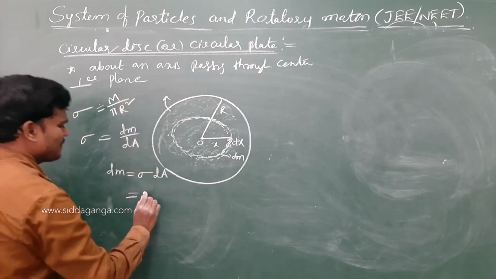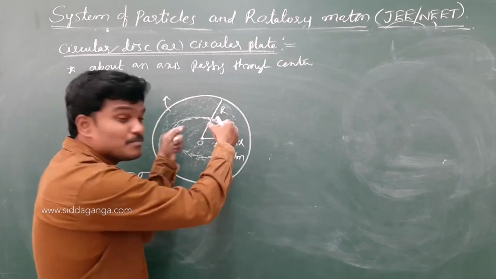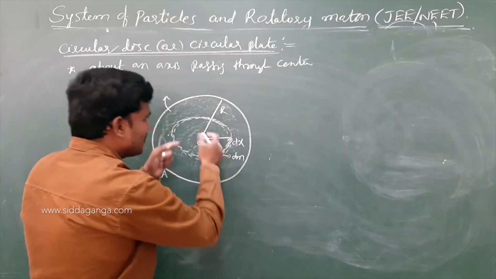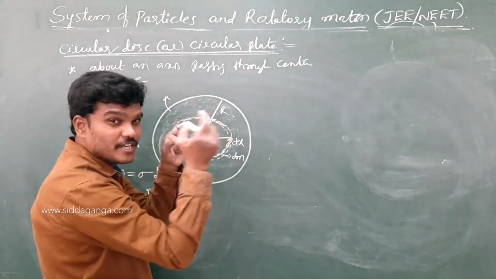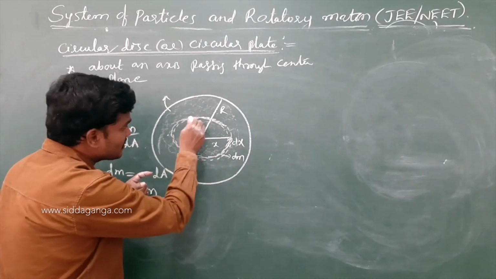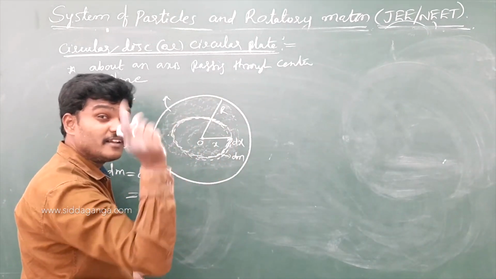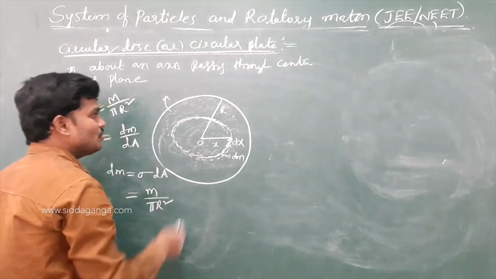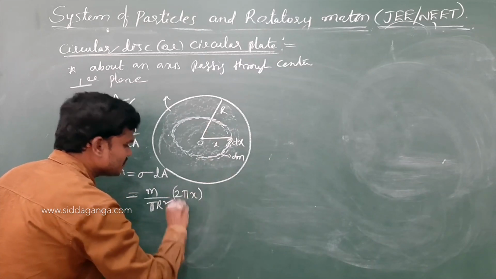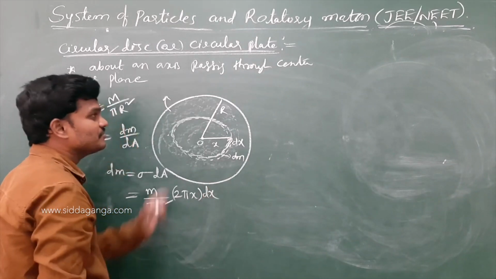Sigma, what is sigma? M by pi r square. Area of that small part. Take that small part outside and cut and place it on its surface. Okay, this small part you take outside. Find out the area of that small part. The small part is like a ring. That ring has length and thickness. That length and thickness will give the area. So the length of this small part is 2 pi x and the thickness is dx. So this is the area of the shaded region.